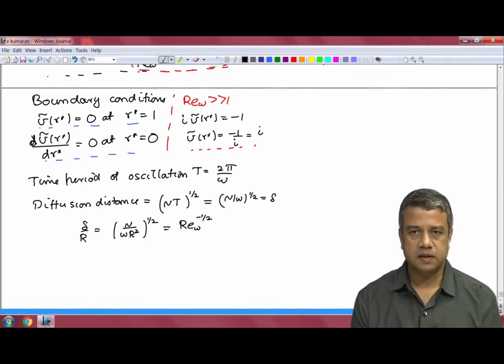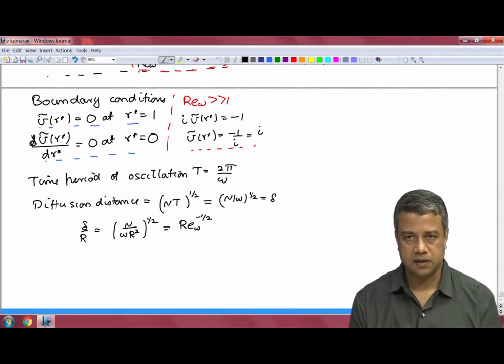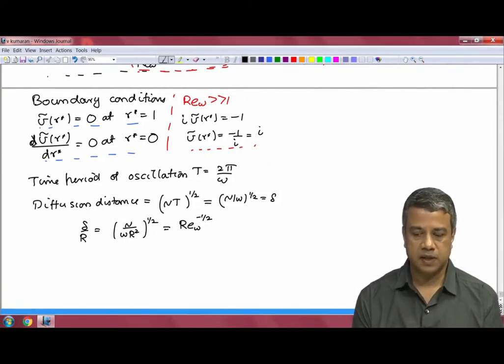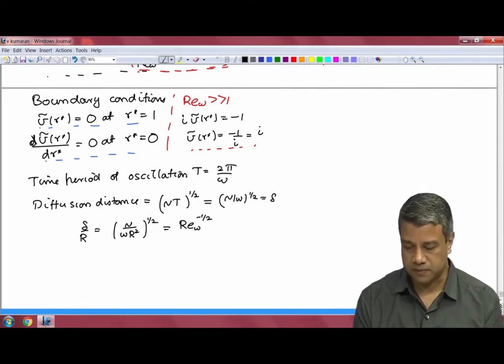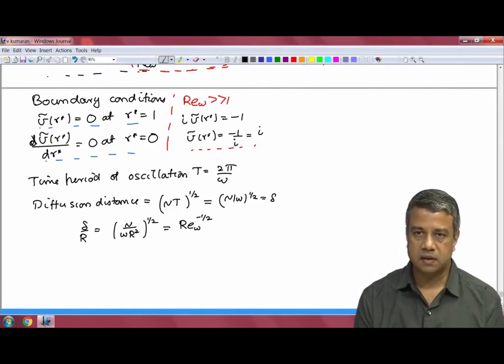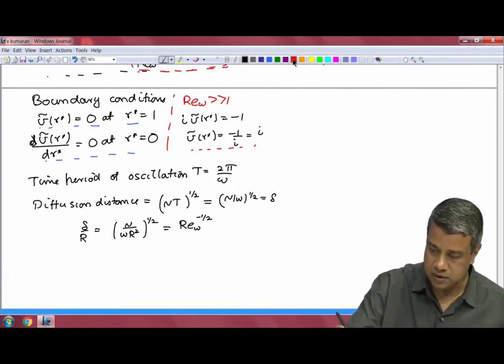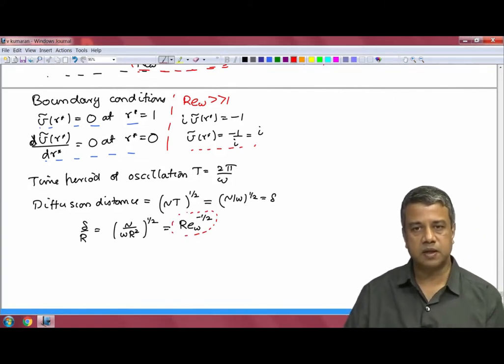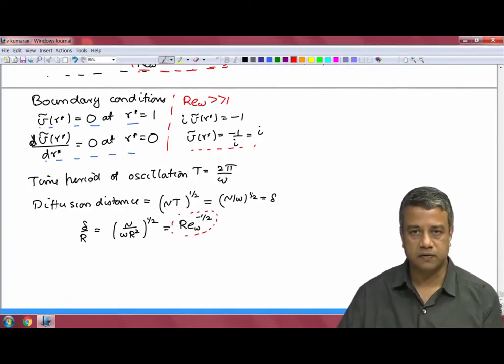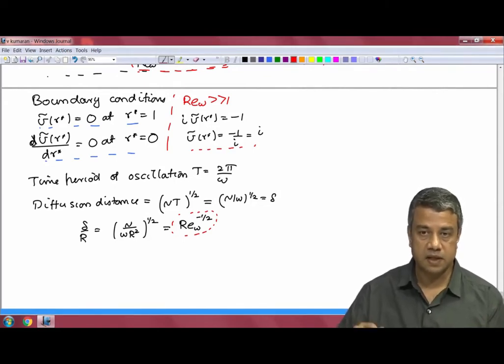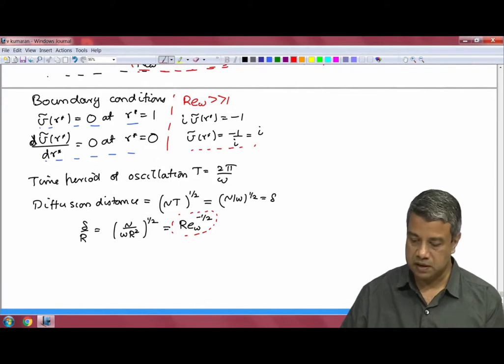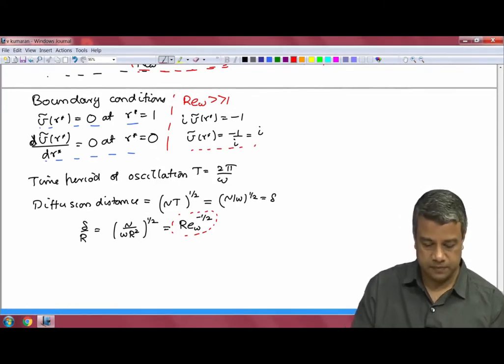So, the physical picture is that even though the Reynolds number is large, there is still diffusion from the surface over a distance comparable to Re omega power minus half times the radius, a thin region very close to the wall. The thickness of this region goes to 0 as Re omega goes to infinity, proportional to Re omega power minus half. But within this region, momentum diffusion is going to be comparable to convection, and therefore, the diffusion term has to be included within the conservation equation in this region, very close to the wall.